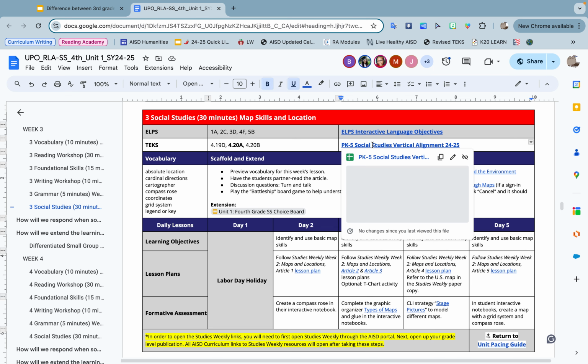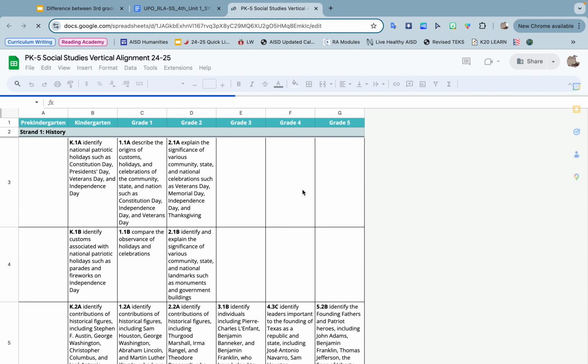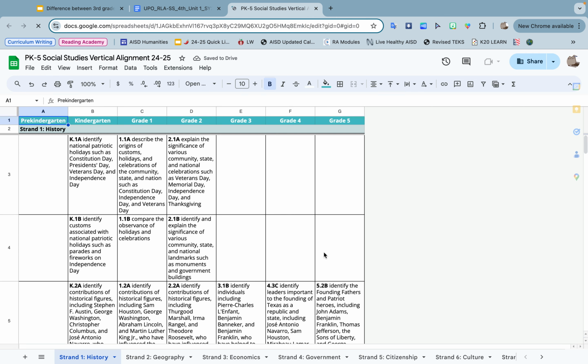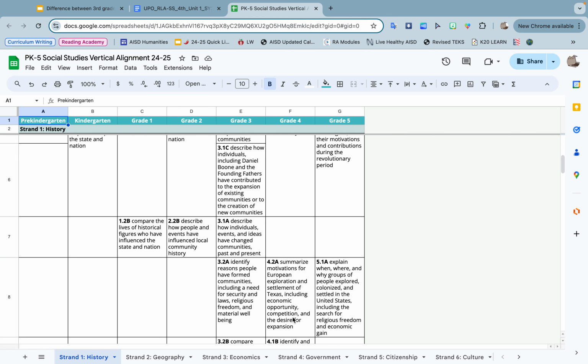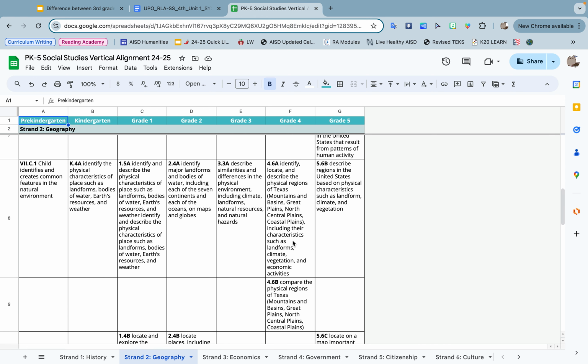And to help with vertical alignment, I created this document called the PK through 5 Social Studies Vertical Alignment. The social studies TEKS are divided into strands, which I have identified here at the bottom of the Google Sheet. You'll see the different tabs. So if I'm curious, how are these geography standards, because I know this is a geography unit here in 4th grade, how is that aligned across?